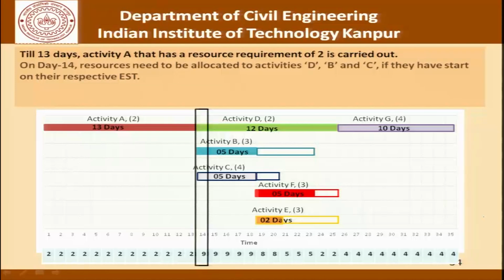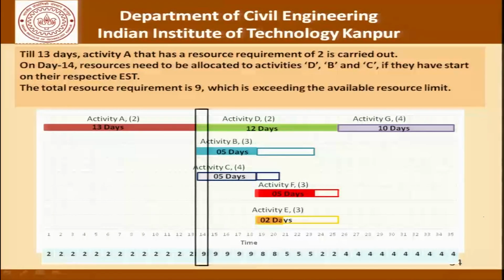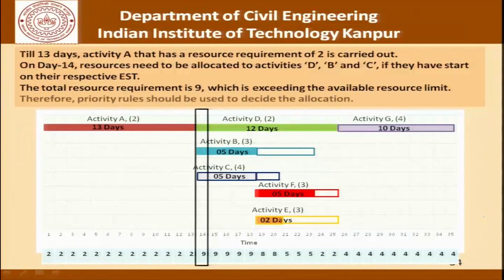Now on day 14, however, the resources need to be allocated to activities D, B and C if they have to start on their respective ESTs. The total resource requirement on day 14 therefore turns out to be 9, which is exceeding the available limit of 8. So we have to find out which of these activities needs to be supported.